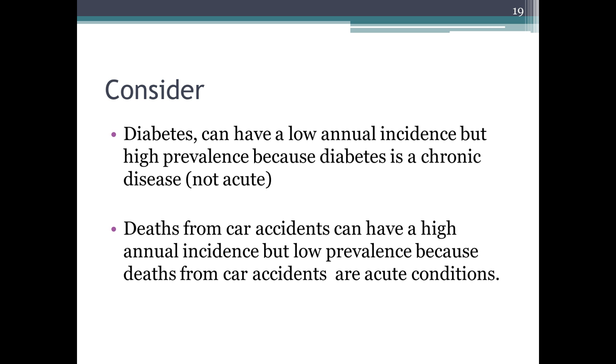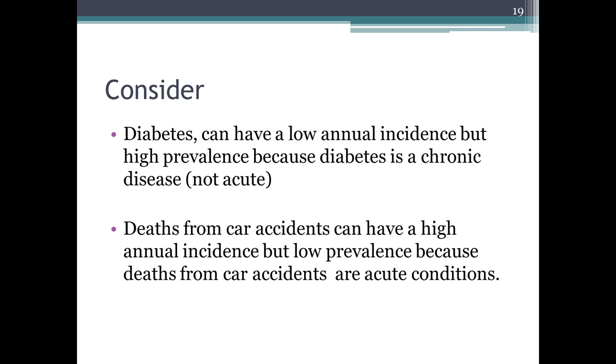So when we say that diabetes can have a low annual incidence but high prevalence, that is simply because diabetes is a chronic condition and it lingers, and therefore it keeps on accumulating the number of people who have the disease. So you'll have a lot of diabetes cases, what we call the old cases, and so you will have a high prevalence because diabetes is chronic.